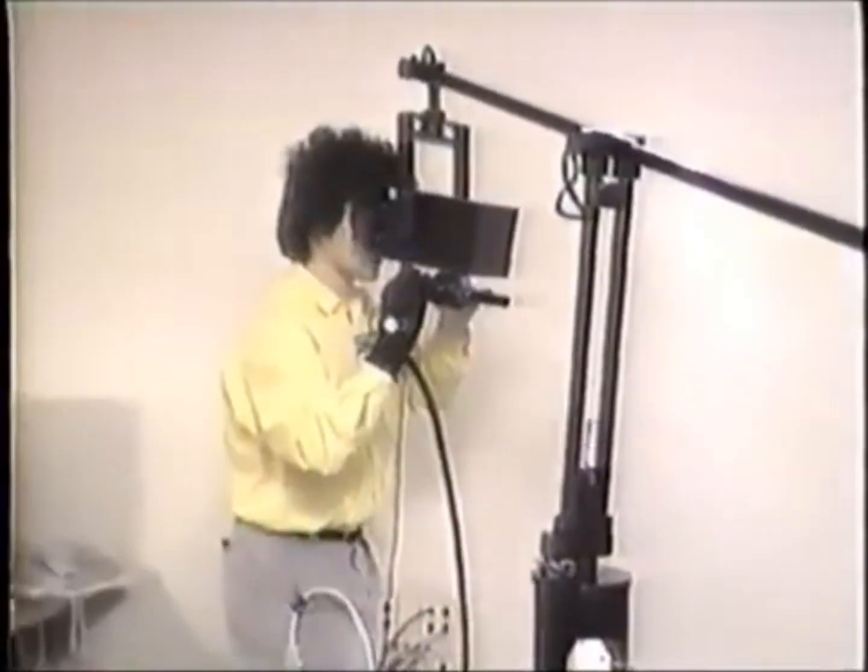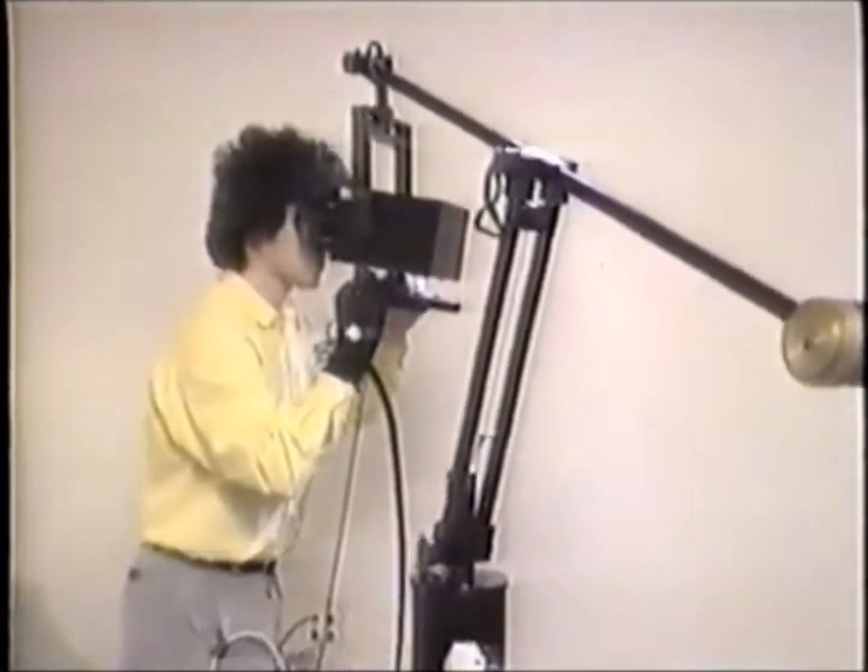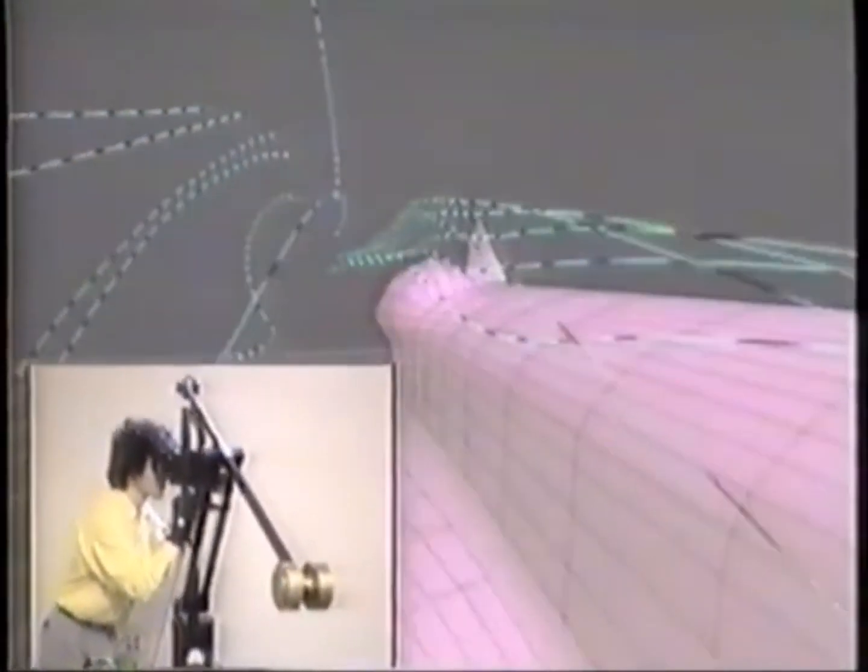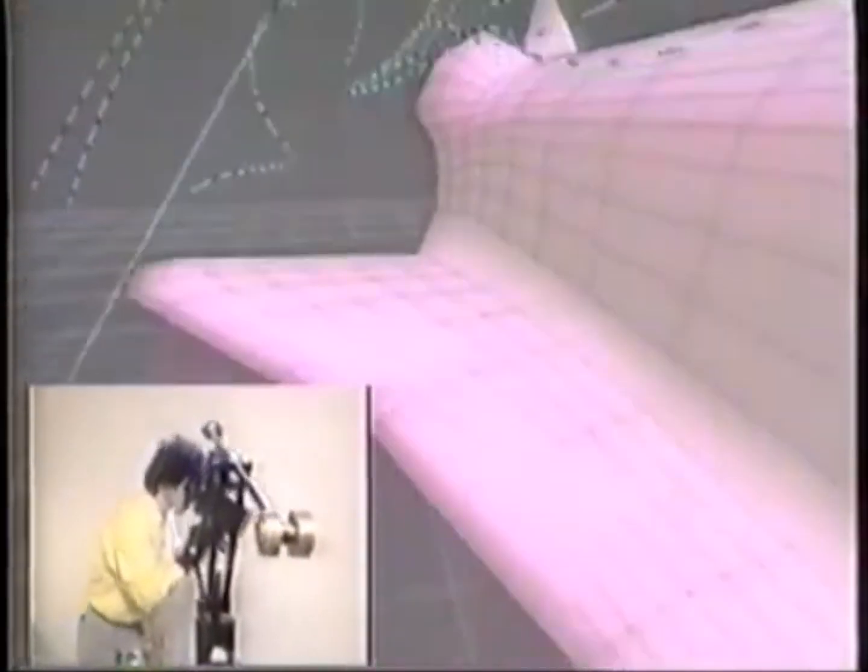What we're attempting to do is use virtual environment technology to solve a real engineering problem. In our case, it's the interactive visualization of three-dimensional flows. So the whole point is we want it to be like a real wind tunnel, except that you are there and you're not disturbing anything.